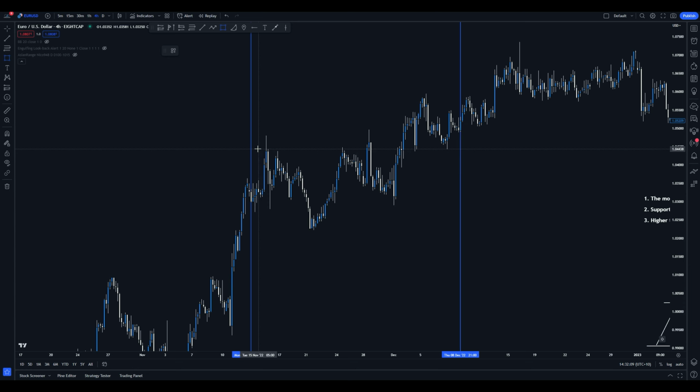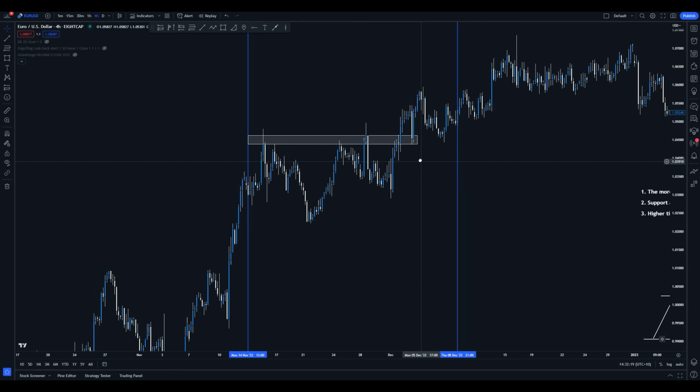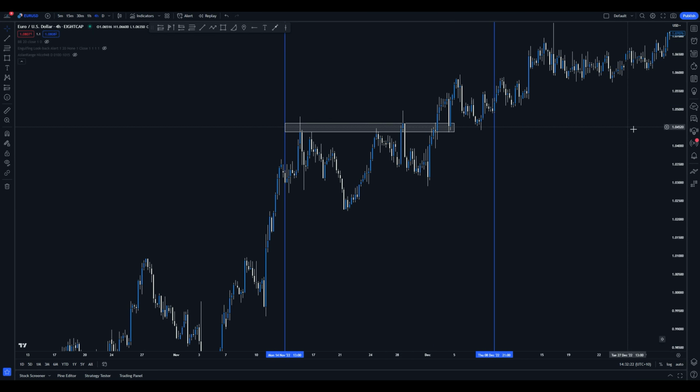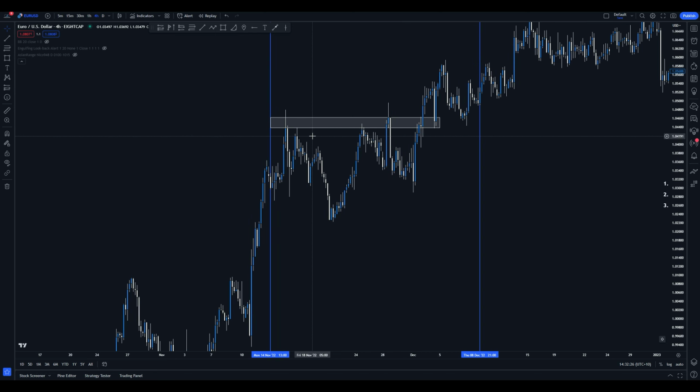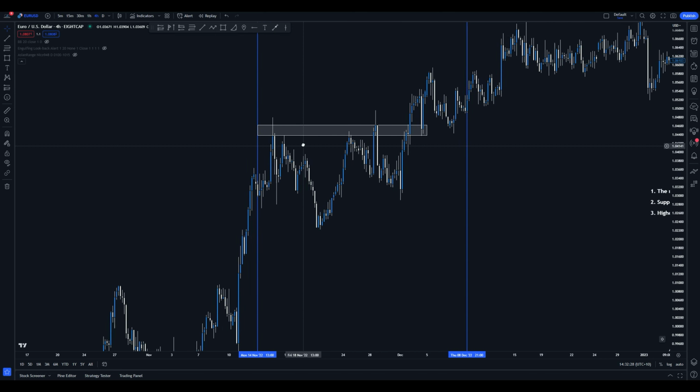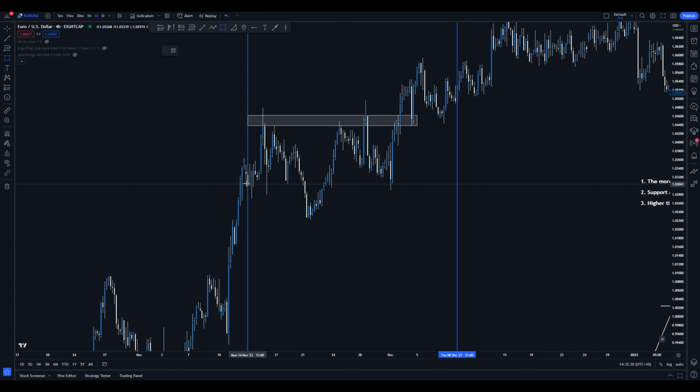Using the box tool, you go from the start of a wick. So we're going to look right here and we're going to measure to about the top of this area. You pretty much want to get as many touches in that area as you can with a box. And the same for down here. I'll be looking for about here, around there.